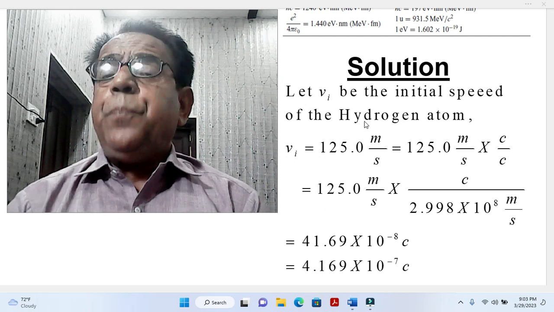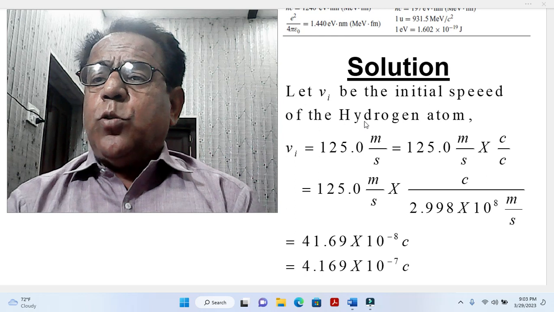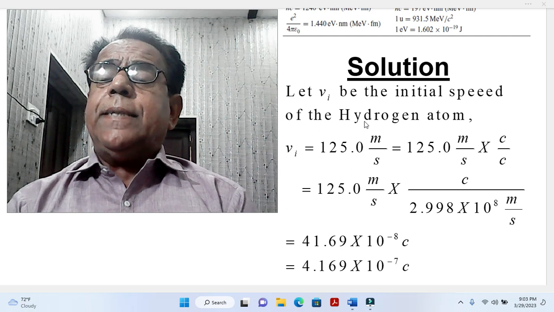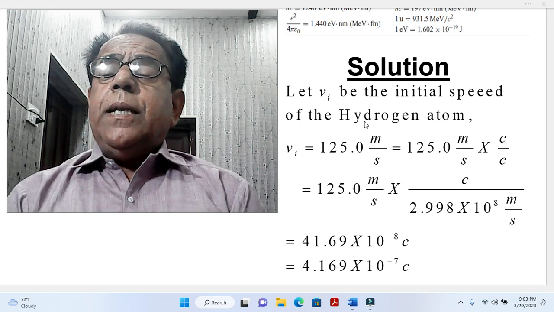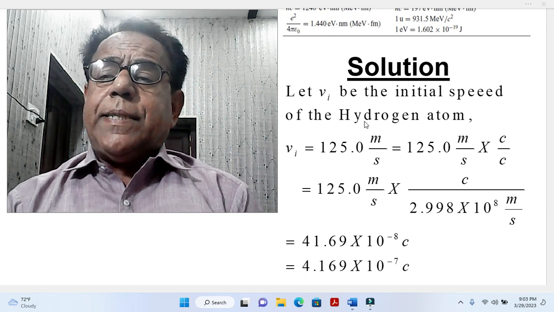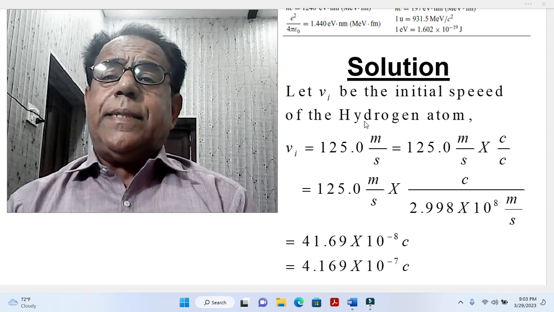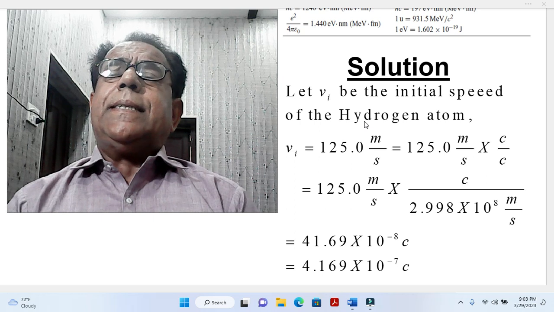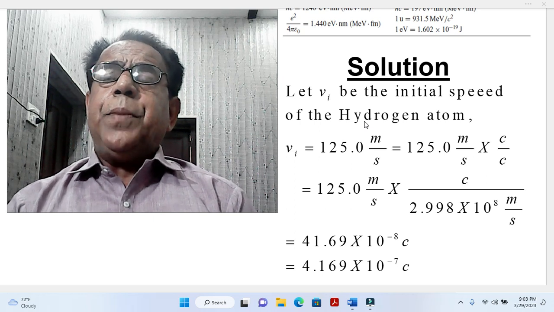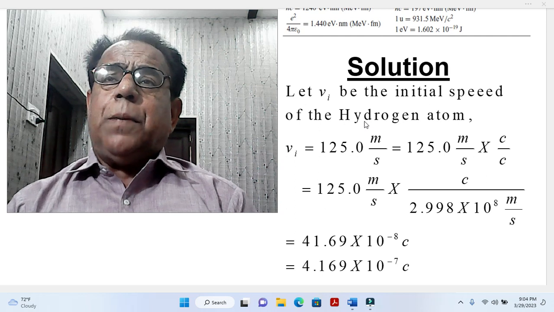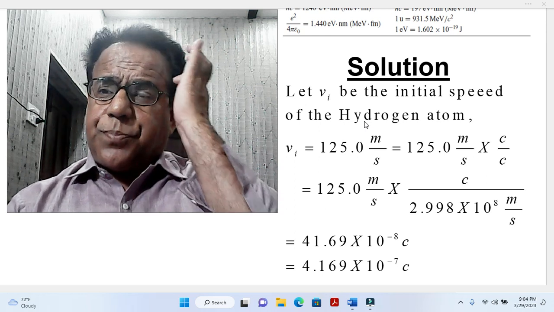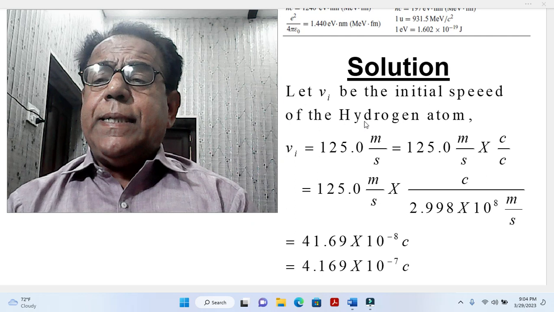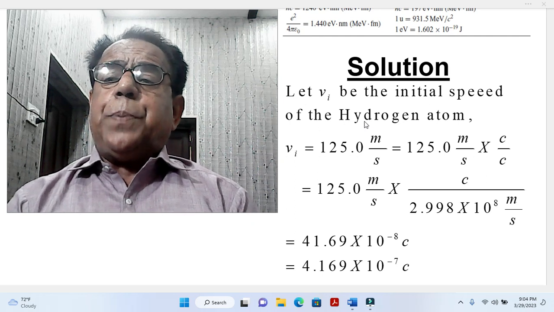Let vi be the initial speed of the hydrogen atom, then vi is equal to 125.0 meter per second. This is given in the statement. This is a non-relativistic expression. A non-relativistic expression is one where the speed is much less than the speed of light, and it is not expressed in terms of the speed of light. So this 125.0 meter per second is a non-relativistic expression.